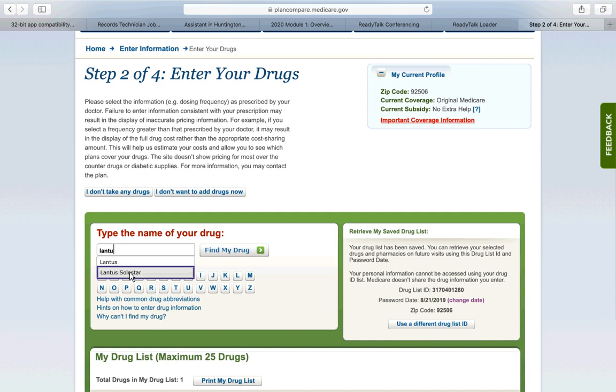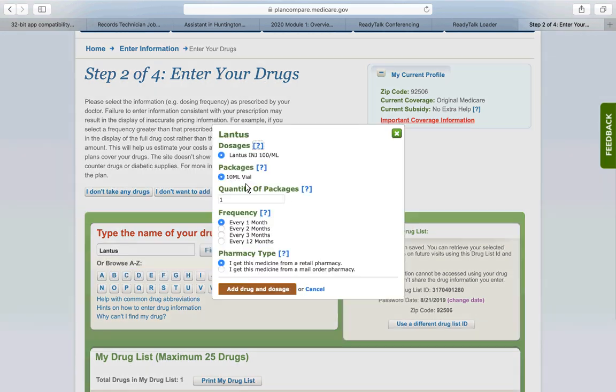If they're willing to pay a higher price for the SoloStar, just keep in mind that the greater the cost, the greater the chance that they may go into the donut hole or the gap. Okay, so this only comes with one variation. Again, it comes with one package. It's a 10 milliliter vial. Okay, it's 1 month supply.